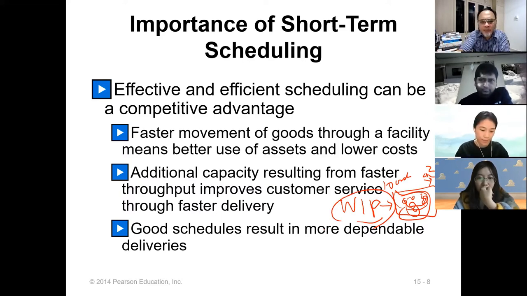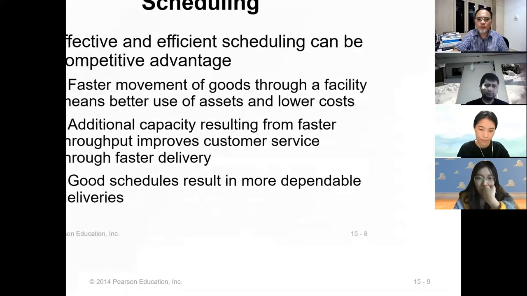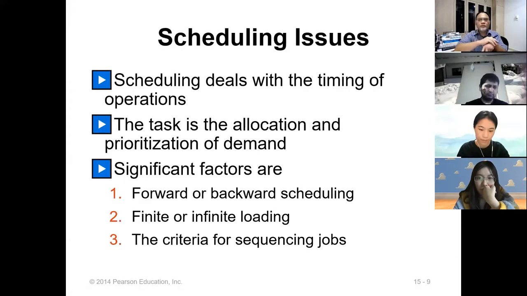And so you have your throughput, then you can deliver faster. A good schedule results in more dependable deliveries. That means if you have good schedules, you can deliver on time. And you have to think about delivery, which depends on your transportation. For example, the trucks have arrived and your consignment is not ready for delivery. There's a gap, so it is waste.